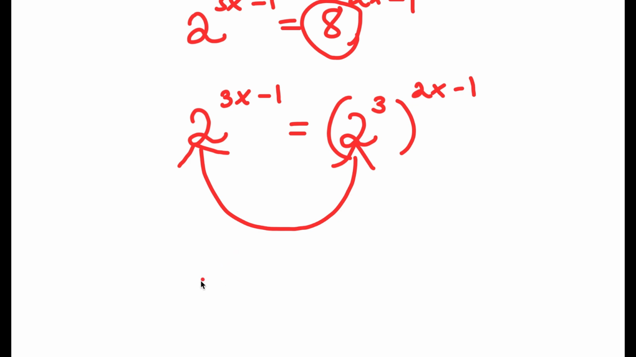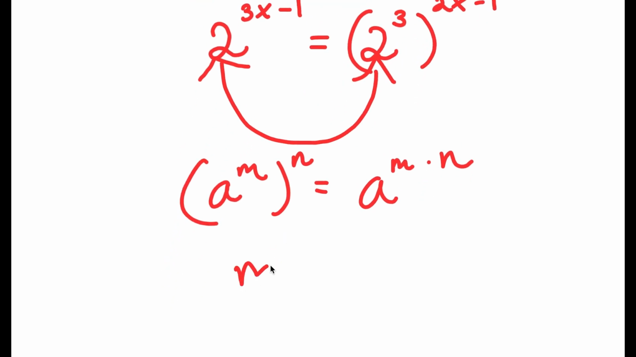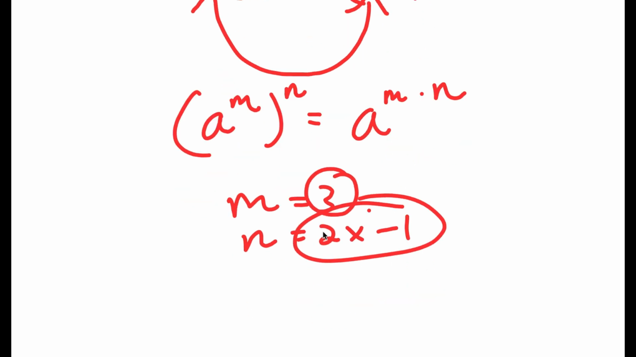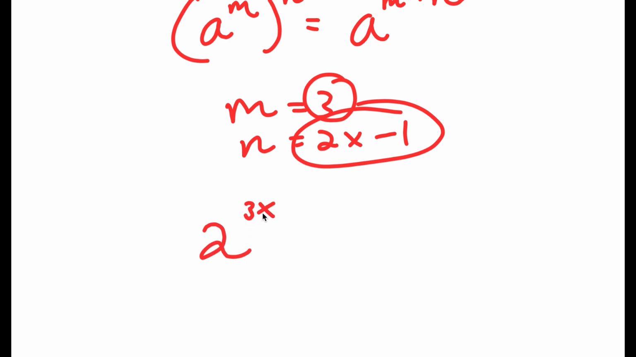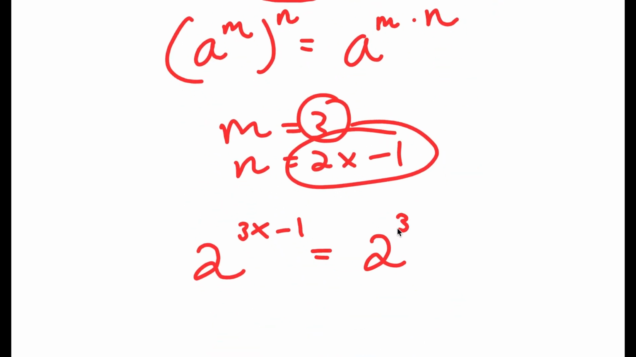Now, if I have something in the form a to the power of m to the power of n, this is equal to a to the power of m times n. So in this case, we have 2 to the power of 3 to the power of 2x minus 1, and we can think of m as 3 and n as 2x minus 1. So this is going to be equal to a to the power of m times n, so 3 times 2x minus 1. So now I have 2 to the power of 3x minus 1 is equal to 2 to the power of 3 times 2x minus 1.